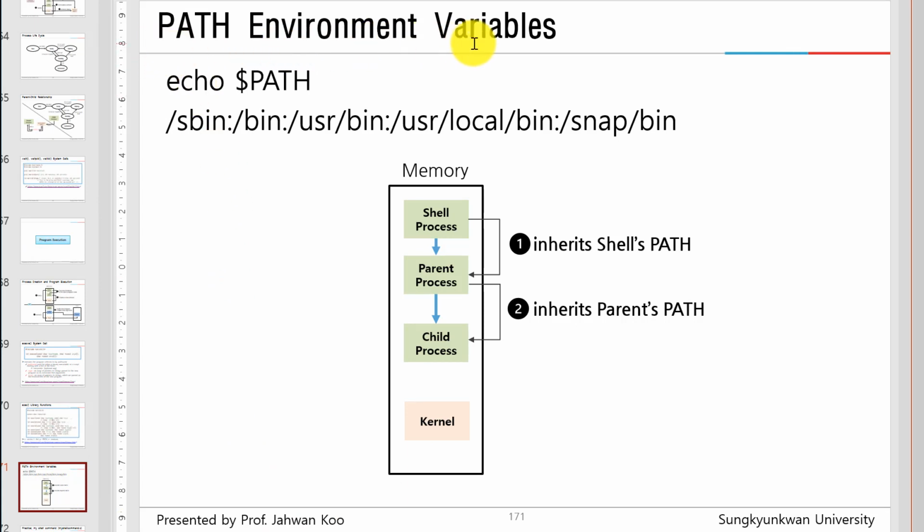What is the path environment variable? You can see the value of path by typing the echo command and $PATH in the command line interface. The value of path is a string consisting of colon-separated directory names. For example, /sbin : /bin : /usr/bin : and so on.